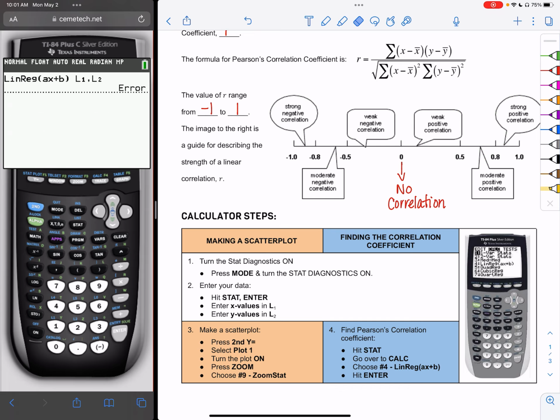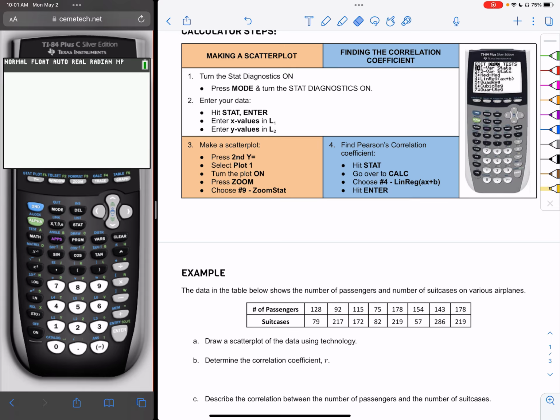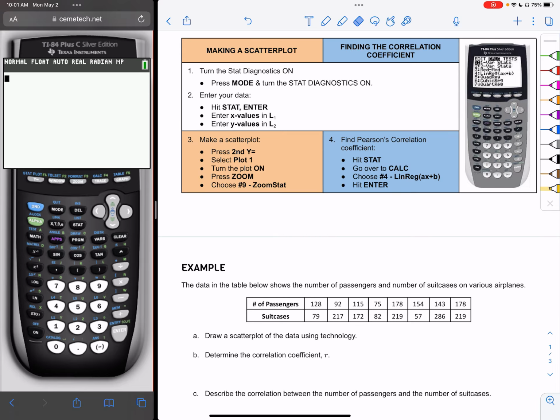So let's look at an example here. In the example here, it says the data in the table below shows the number of passengers and the number of suitcases on various airplanes. So we have our number of passengers, we have our number of suitcases. So we want to first draw a scatter plot of the data using technology.